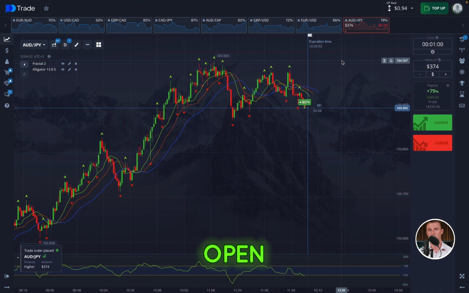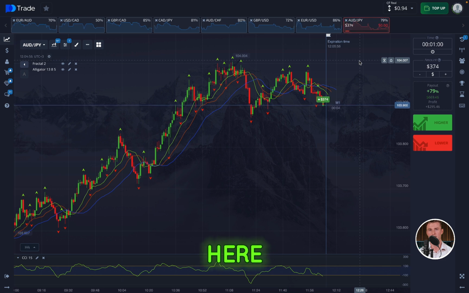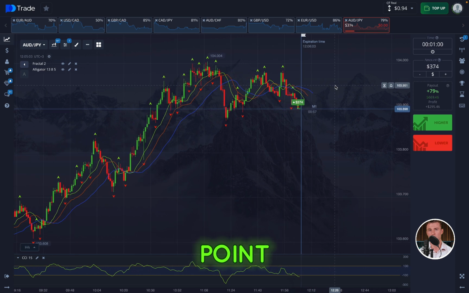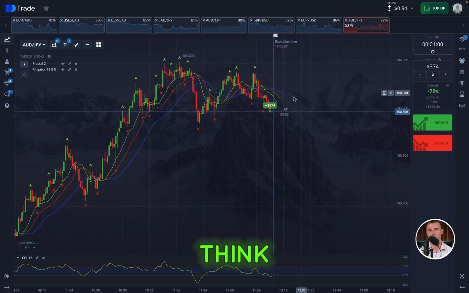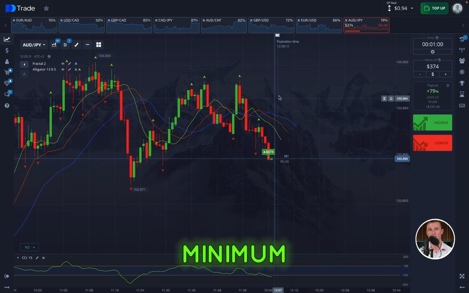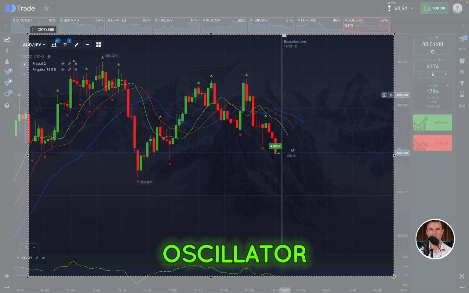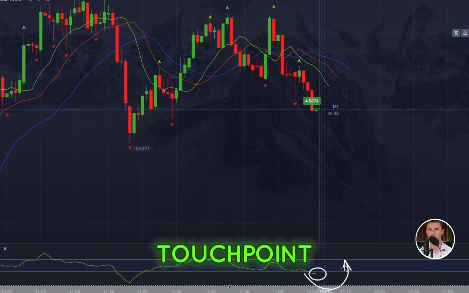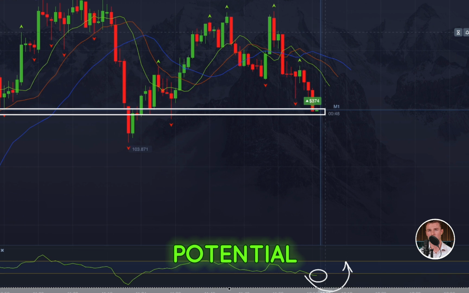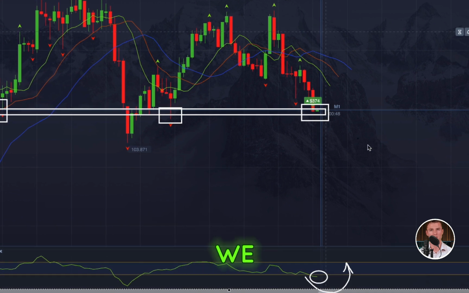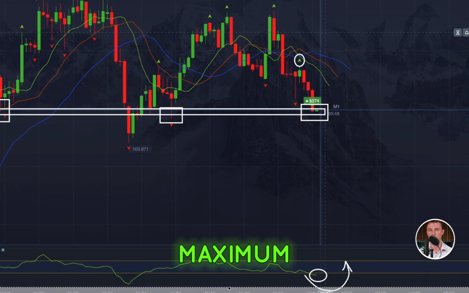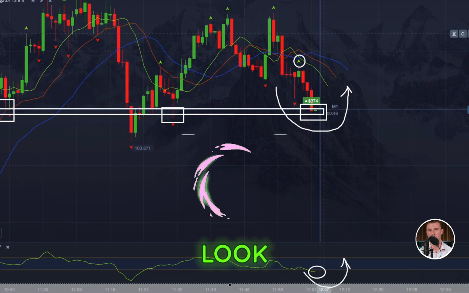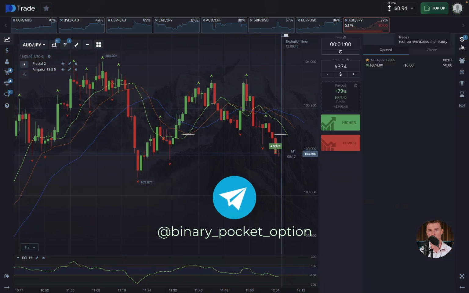And let's try to open a deal here again. Only here we will probably open a deal to increase. I think there is a good touch point. And in general, I think there should be an update of a new local minimum. Also, the moving line of the oscillator is in the oversold area. There may be an exit. I will also note this touch point. In general, there is a potential for a reversal. Earlier, we also updated the local maximum according to its logic. The local minimum should be updated. Let's look at the result.